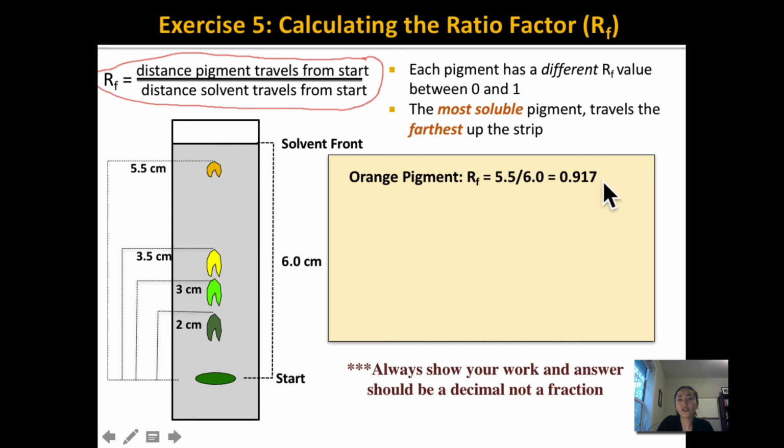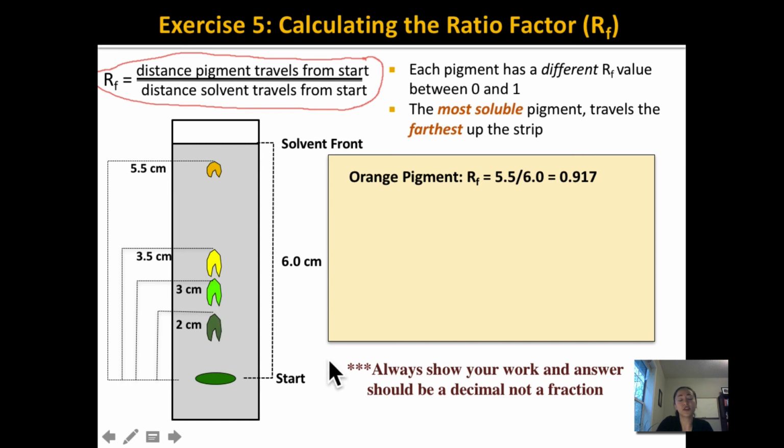Notice also there are no units. You're taking centimeters divided by centimeters, so the units cancel out. So RF does not have any units. Now go ahead and try to calculate the RF for the yellow pigment, the light green pigment, and the dark green pigment.